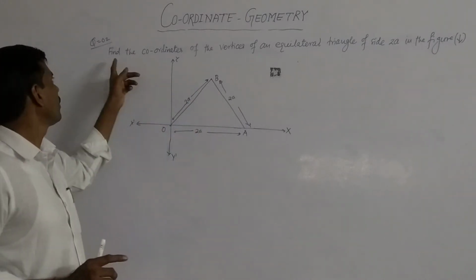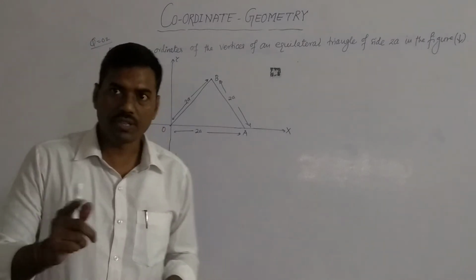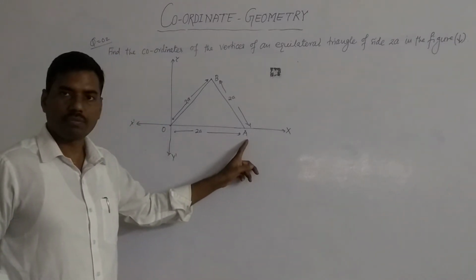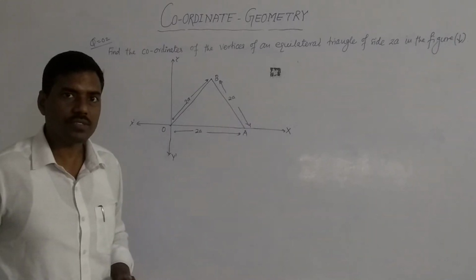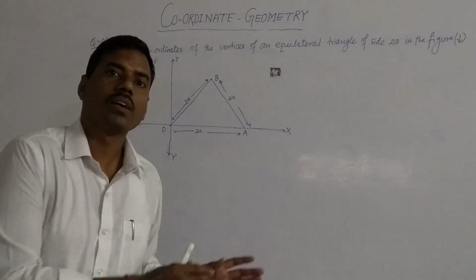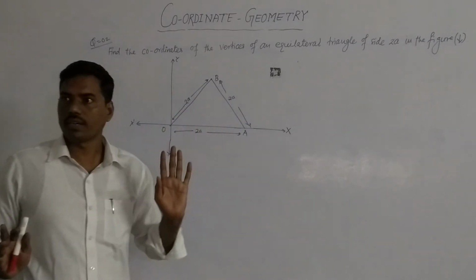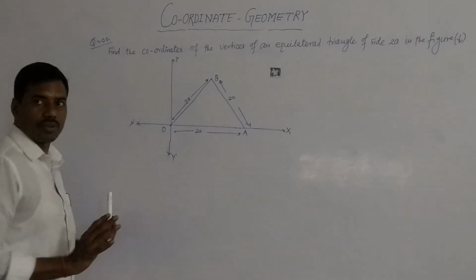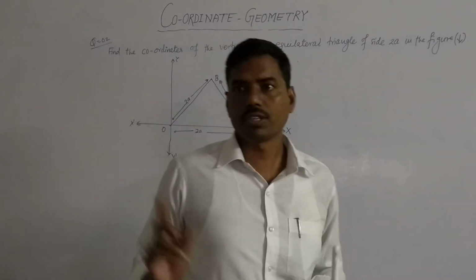We have to find the coordinates of the vertices. That means we have to find the coordinates of point A, which lies on the x-axis, and point B, which is in the first quadrant. Clear? Okay, students, is the question clear? Okay, let us proceed.